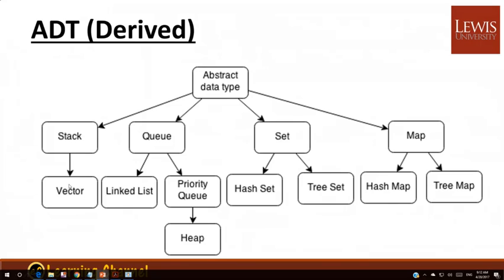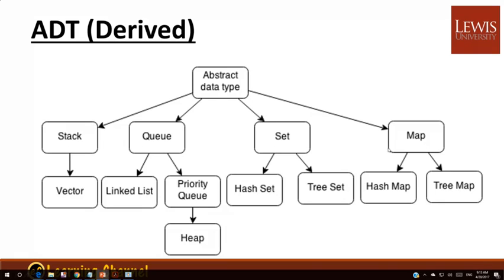And stack can be classified as, sometimes you can have a vector, and vector sometimes can implement stack, or stack implements vector. And sometimes you have other ways to implement stack. And you have queue, you have linked list, priority queue, and heap. And you have set, you have hash set or tree set. That depends on your implementation. In the Java language, set has the hash set, tree set, and also the linked list set.